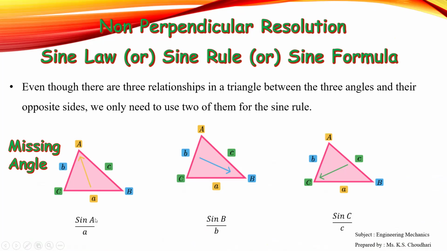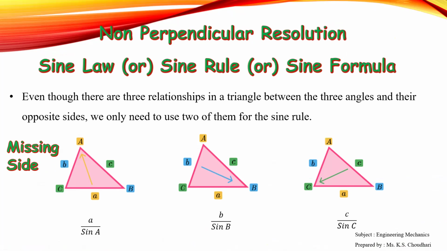Sine, if we have to find out the angle A, then the formula is sine A divided by a, the angle A and its opposite side. Sine B divided by b, angle divided by its opposite side. Sine C divided by c, angle and its opposite side.